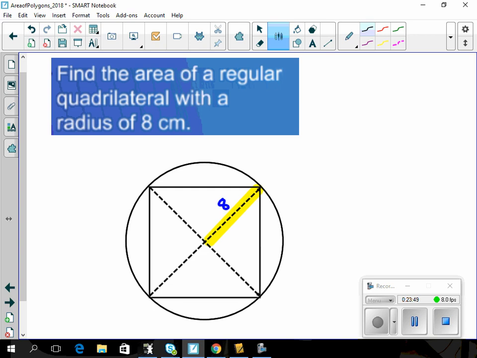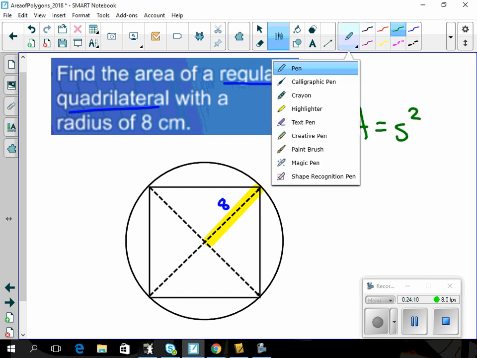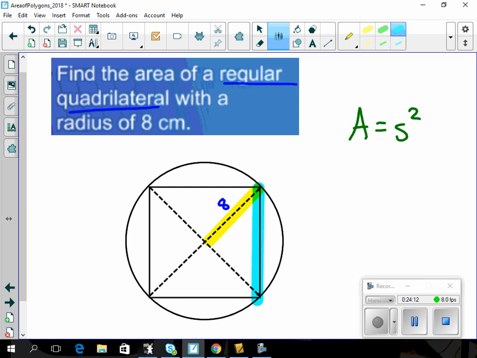Do I have a formula on my formula sheet for the area of a square? Yes. First of all, do I know why it's a square? It says regular quadrilateral. Isn't that a square? Regular, all the sides are the same? That's a square. So the area is S squared, where S means just a side. Would you agree? So we have to find that. You with me? Right?